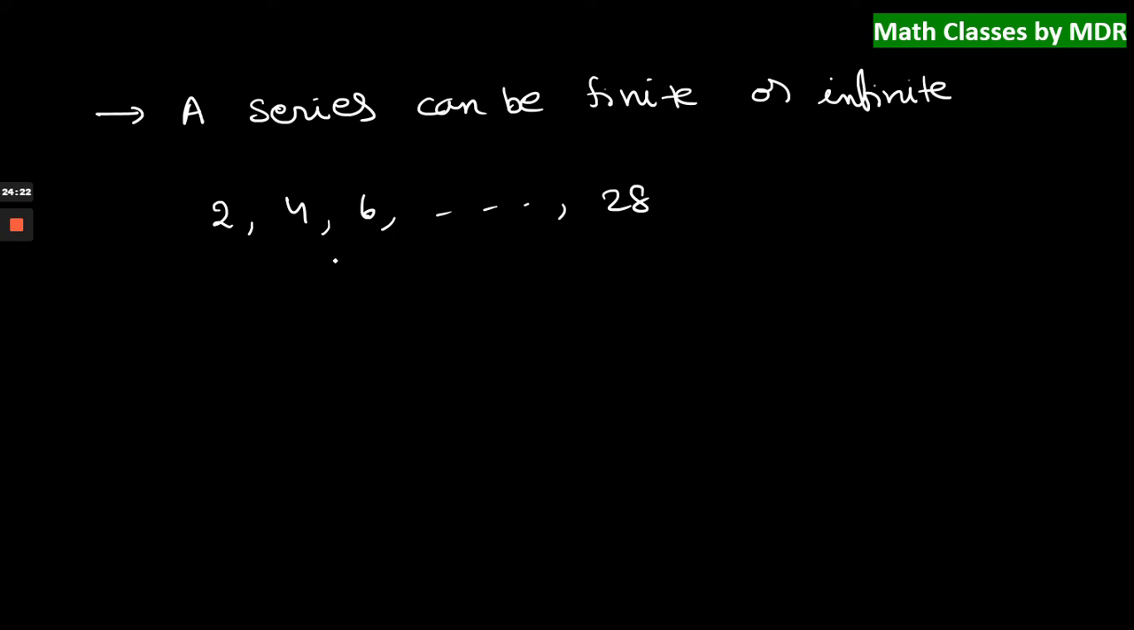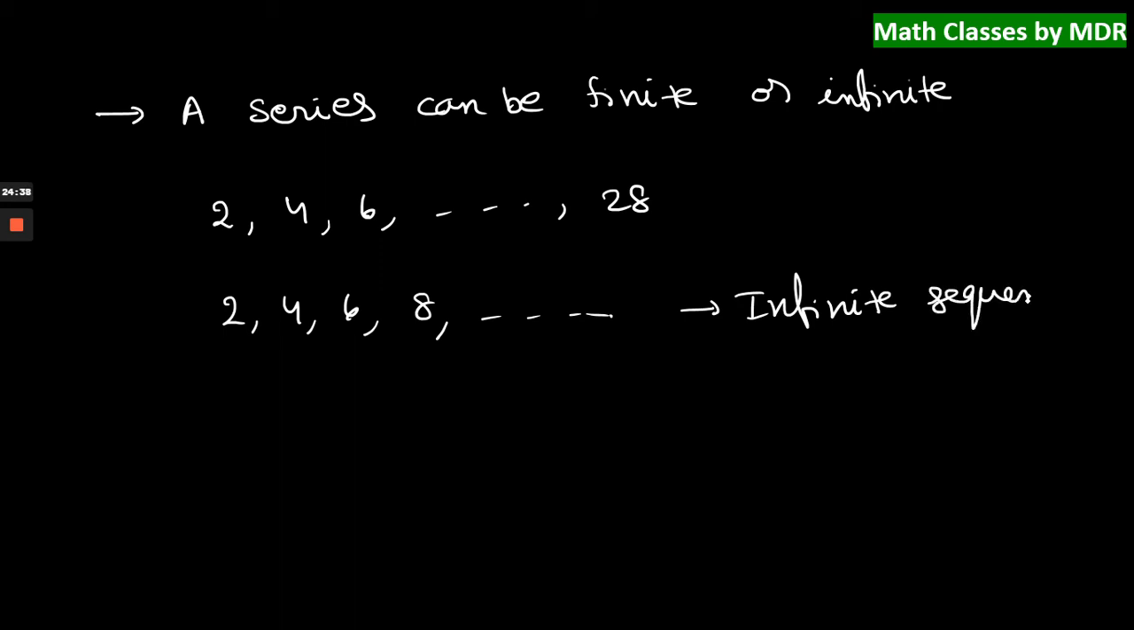a finite series. If I write the same series like 2, 4, 6, 8, and so on, if you do not write any number at the end of the sequence, that is called an infinite sequence. If we add the terms in the infinite sequence, you'll get the infinite series. If we add the terms in the finite sequence, that is called a finite series. In the finite sequence, the number of terms can be counted. In the infinite sequence, the number of terms cannot be counted.